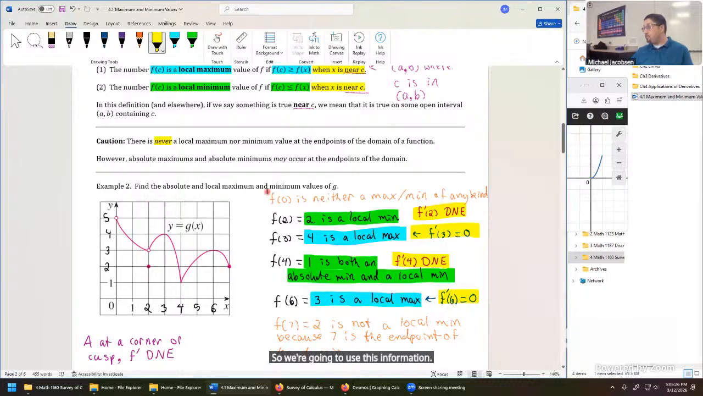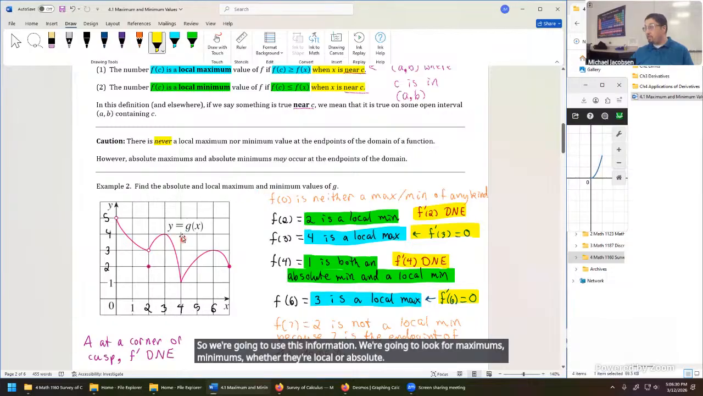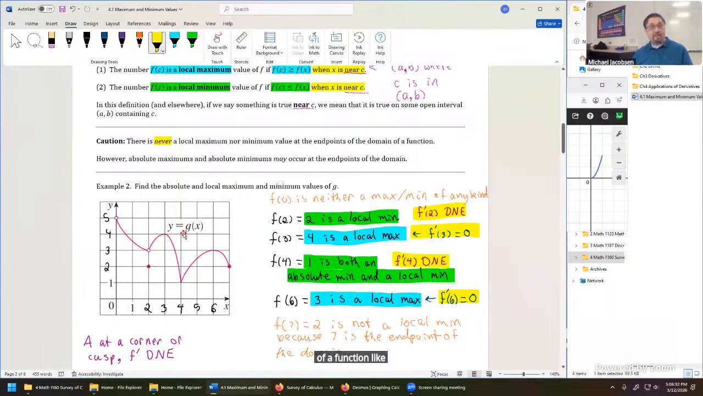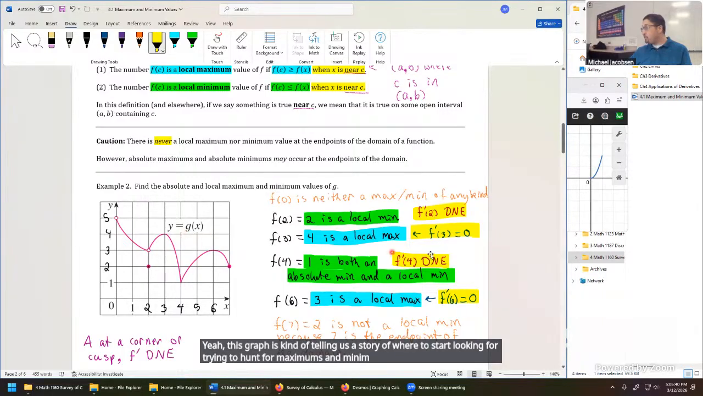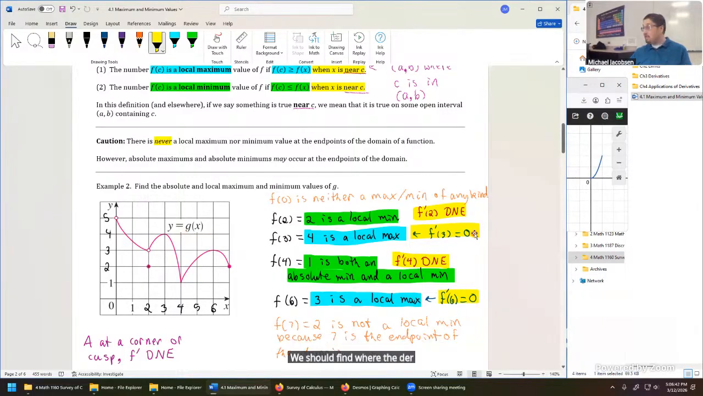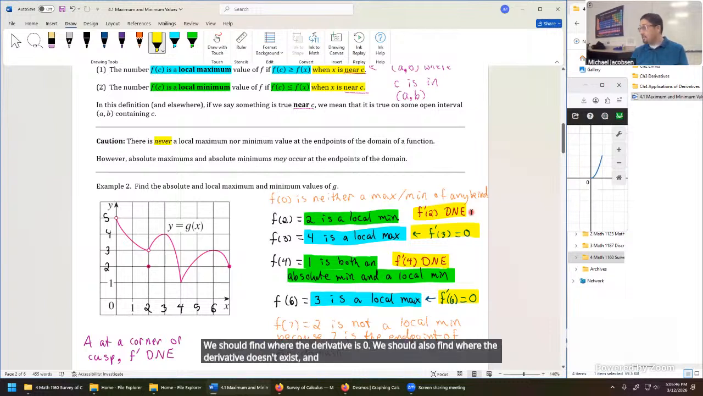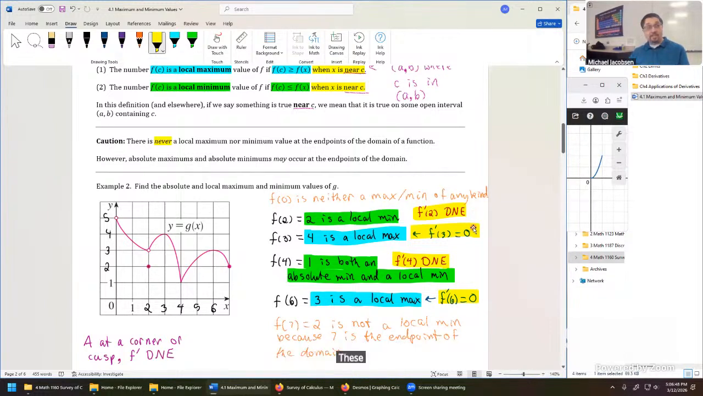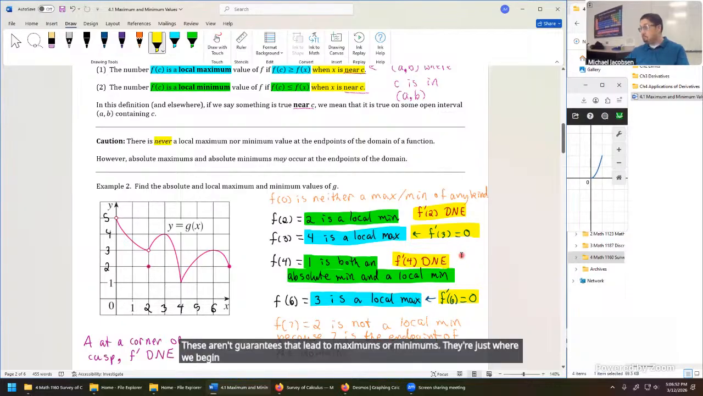We're going to look for maximums and minimums, whether they're local or absolute, of a function like g, but we may not always have its graph. This graph is telling us a story of where to start hunting for maximums and minimums. We should find where the derivative is 0. We should also find where the derivative doesn't exist, and that's our starting point. These aren't guarantees that lead to maximums or minimums. They're just where we begin to look.